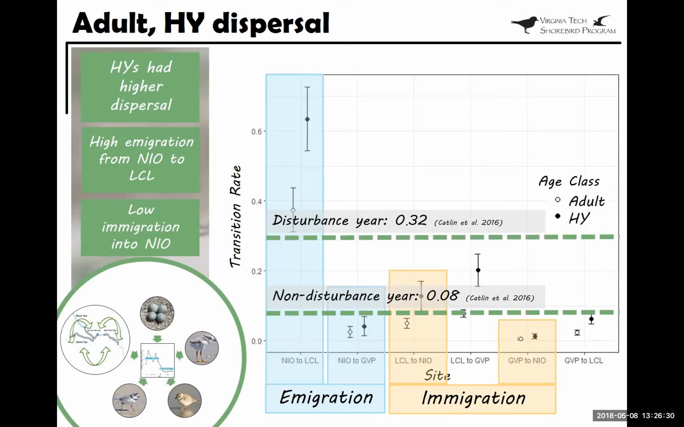If we look at how these values relate to regional trends, an earlier study of regional interchange showed that in a typical non-disturbance year, there was about an 8% probability that birds would change sites, in this case between Gavins and Lewis and Clark Lake. When flooding changed the relative habitat availabilities at these sites in this study, the dispersal probability increased to 32%. But still, in our study, the dispersal rate of birds out of the Niobrara was much higher than this.